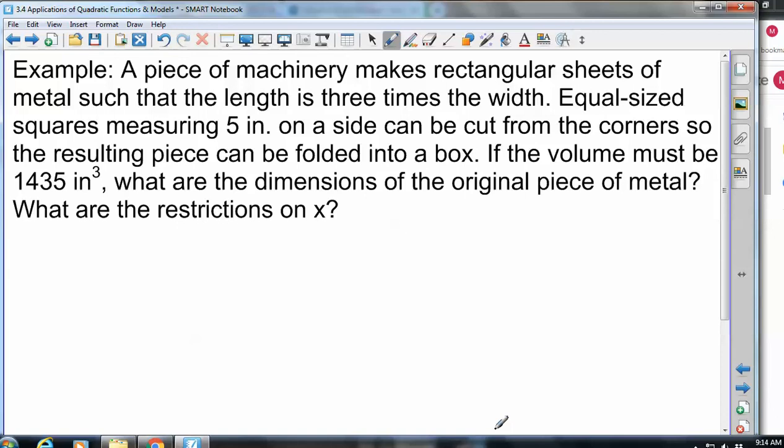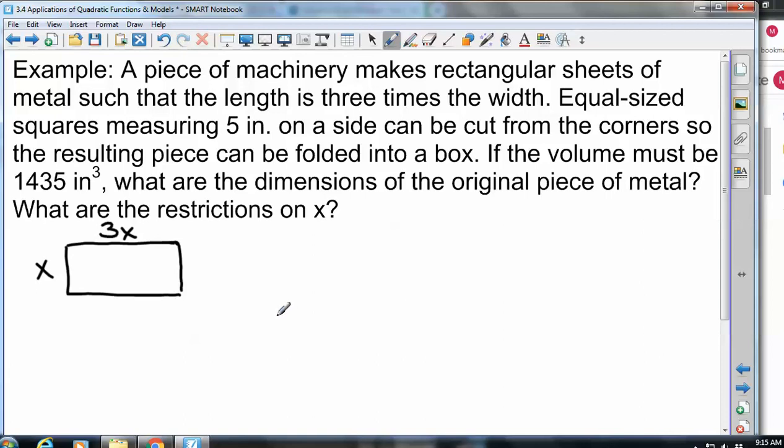So we have a piece of machinery that makes rectangular sheets of metal such that the length is 3 times the width. Let's stop right there. I've got a rectangular piece of metal, so what should I draw? A rectangle. The length is 3 times the width, so what should we label our sides? X and 3x. Okay, that's defining our variables there.